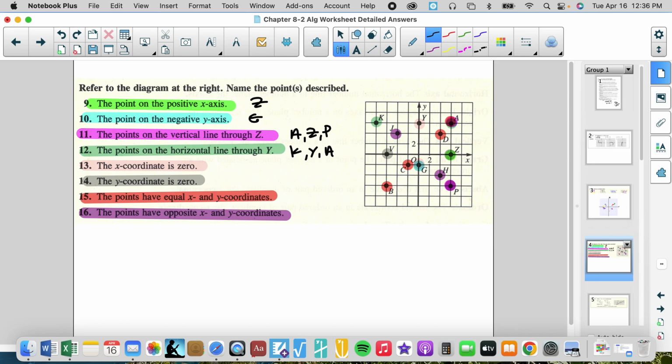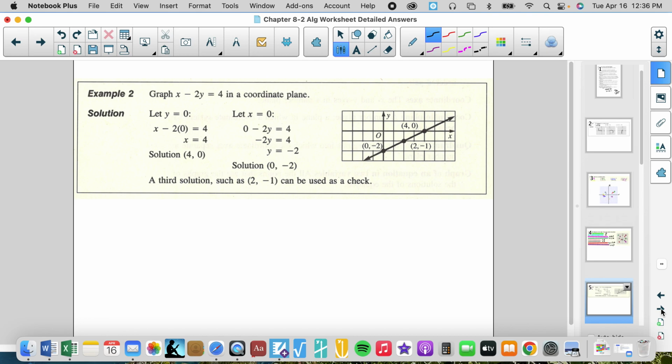X coordinate 0, that would be Y and G. Y coordinate is 0, that would be V and Z. Points have equal X and Y, that would be B, C, D, and A. Opposite coordinates are going to be J, H, and P. That was fast. That was okay. That was graphing in a coordinate plane.